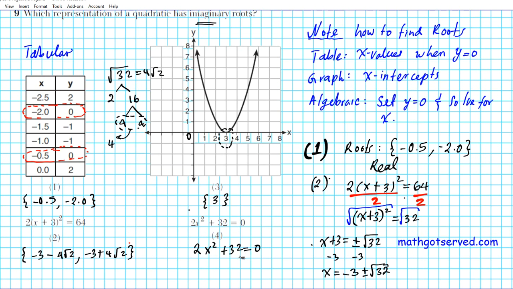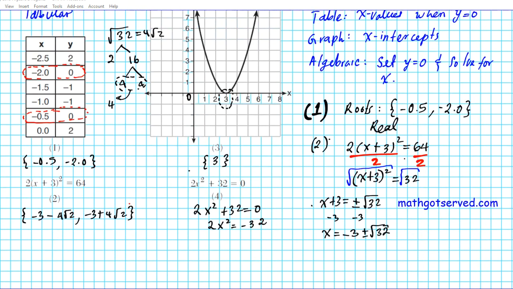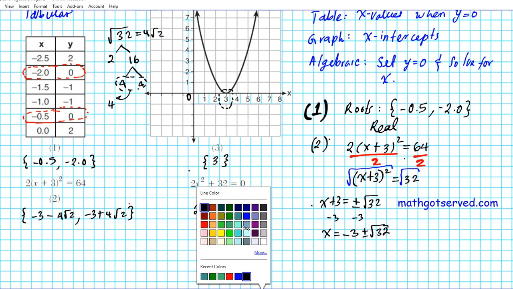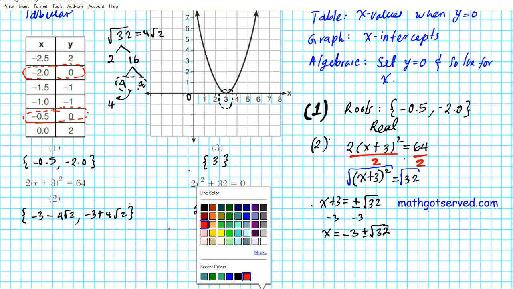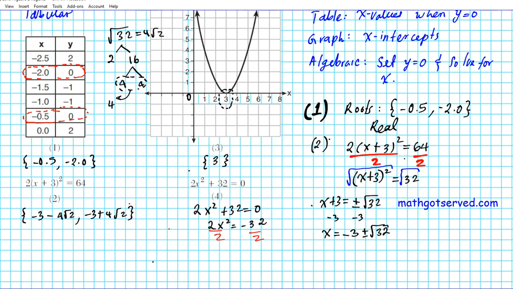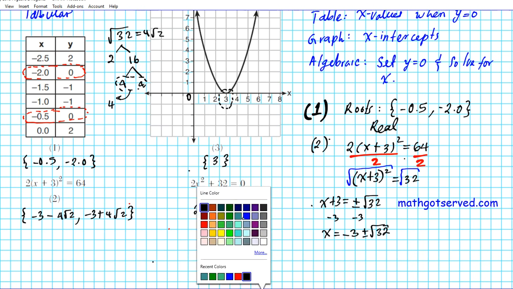So we just solve this for x like we did the other one. If we subtract 32 from both sides, we have 2x squared equals negative 32. And then we're going to divide by 2 and then root. So divide both sides by 2, and then we have x squared equals negative 16. And then you take the square root of both sides.